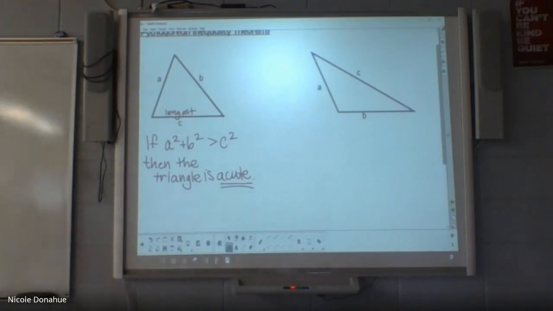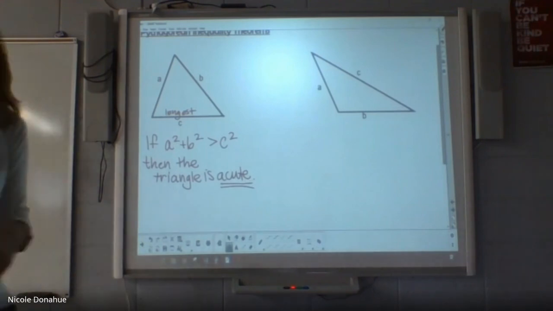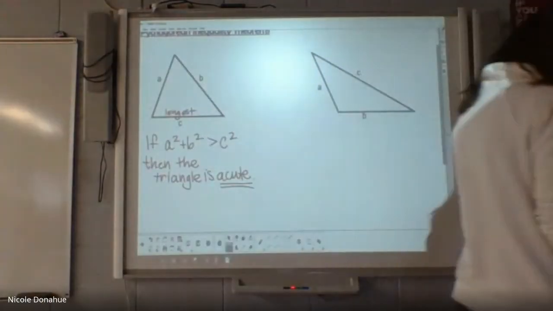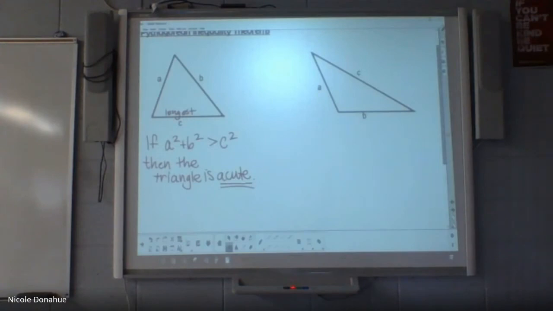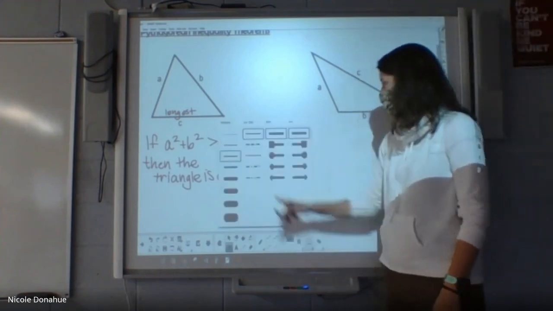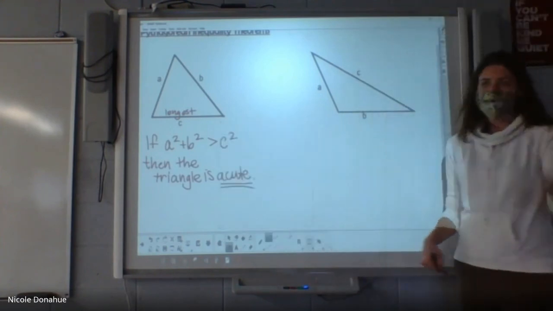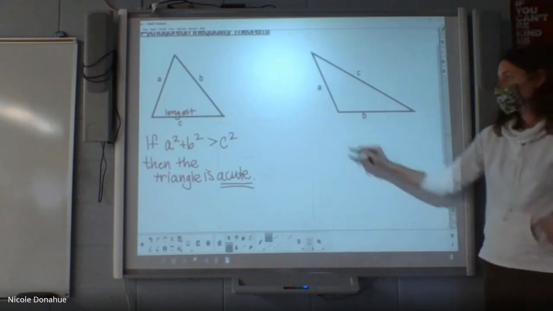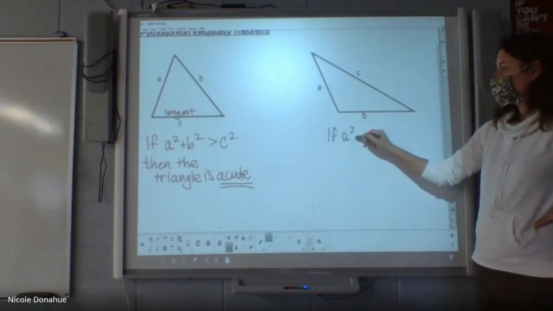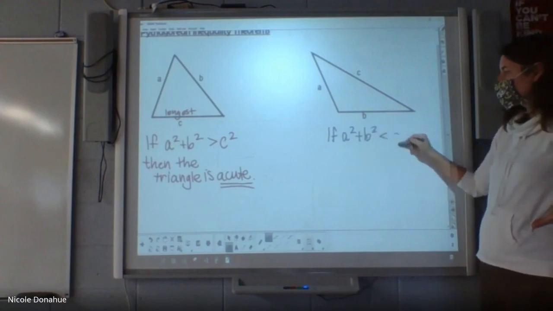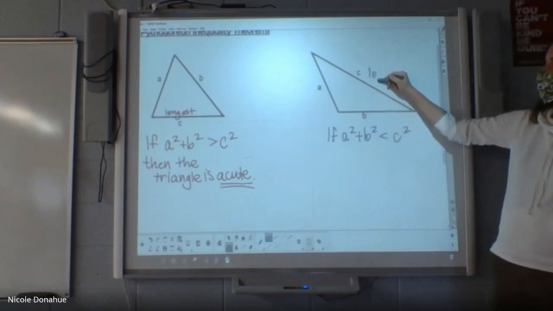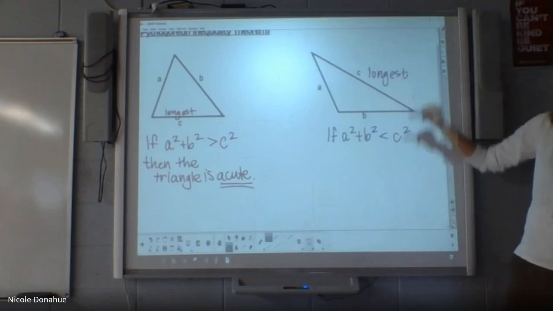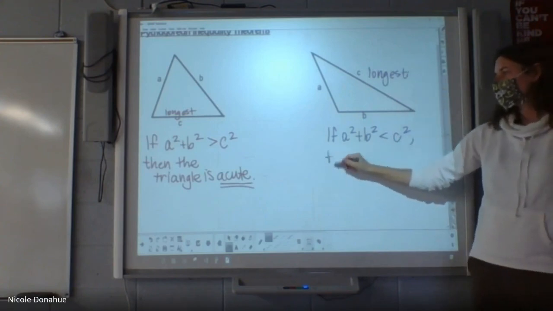So if a squared plus b squared is greater than c squared, then it has to be an acute triangle. And hopefully you realize that the opposite would be the case for obtuse. So if a squared plus b squared is less than c squared, again, where c is the longest side, then the triangle is obtuse.